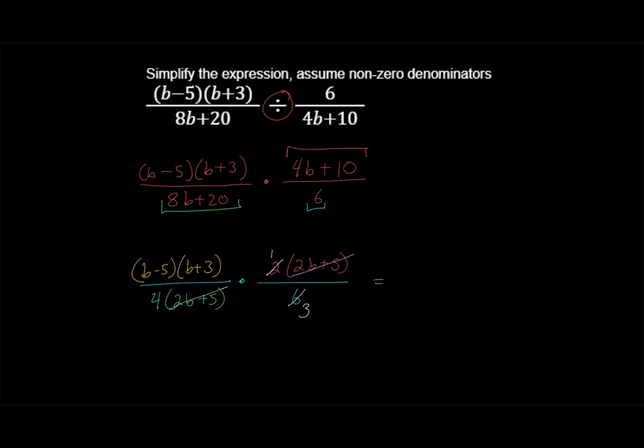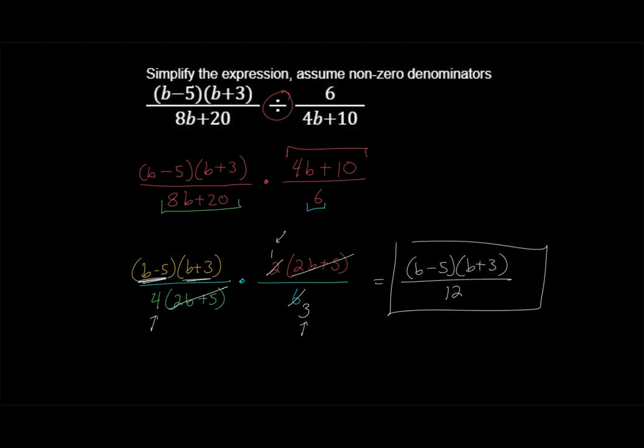So across the top, we have 1 as the monomial, but we don't need to keep the 1 unless it's a placeholder. And then we have our b minus 5 and b plus 3. On the bottom, we have a 4 in the one fraction, a 3 in the other fraction. So 4 times 3 gives us 12. There's no other factors in the bottom, so it's just 12 in the bottom. So this would be our simplified expression. You could also distribute out the top, but usually this is fine leaving it like this.